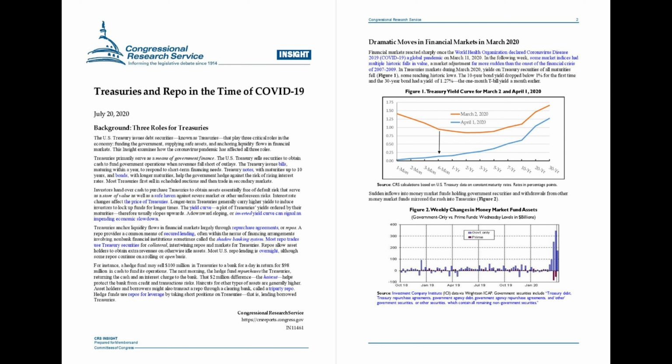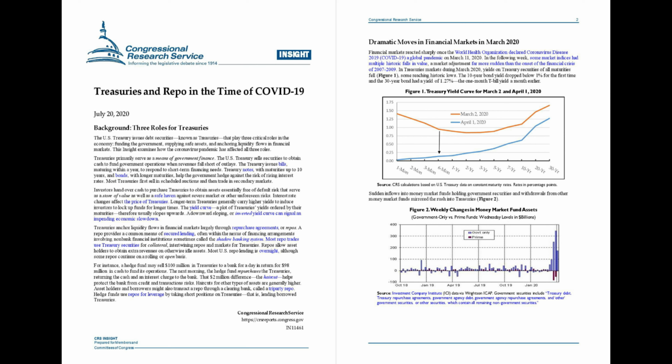The U.S. Treasury issues debt securities, known as Treasuries, that play 3 critical roles in the economy: funding the government, supplying safe assets, and anchoring liquidity flows in financial markets. This insight examines how the coronavirus pandemic has affected all 3 roles.